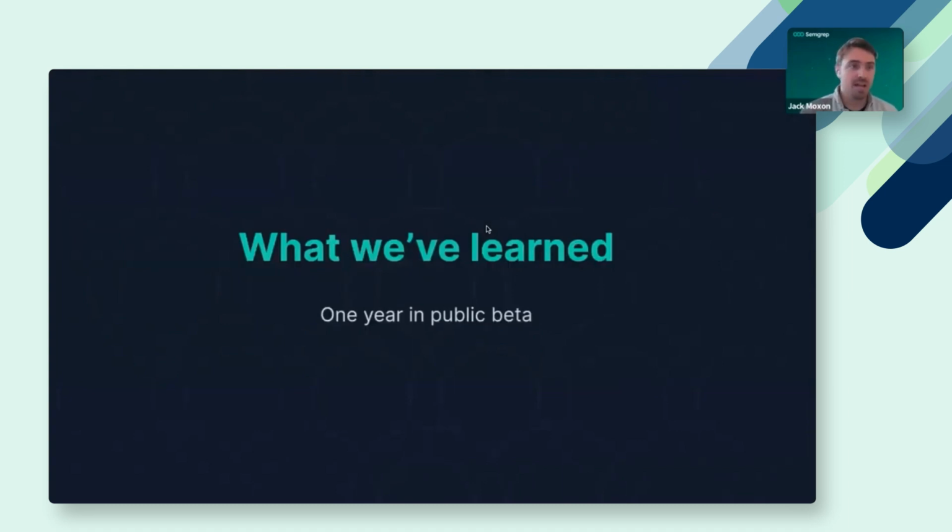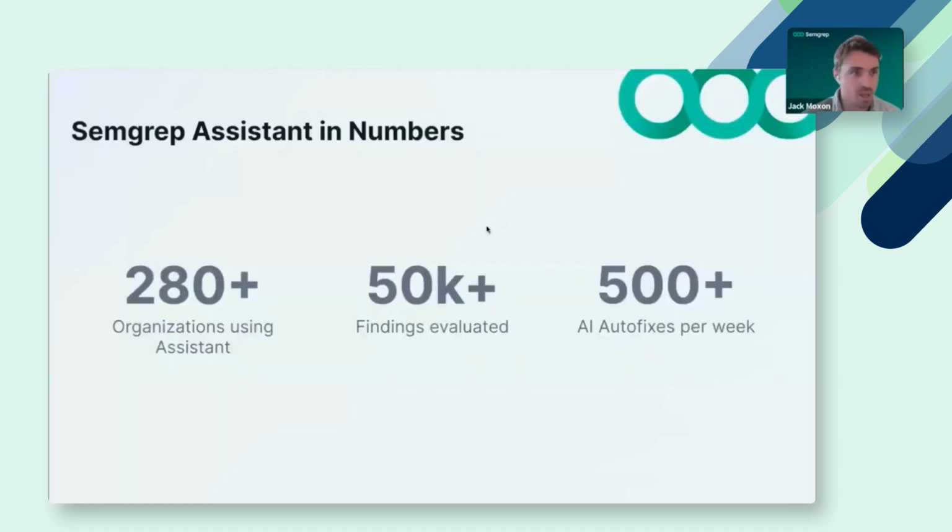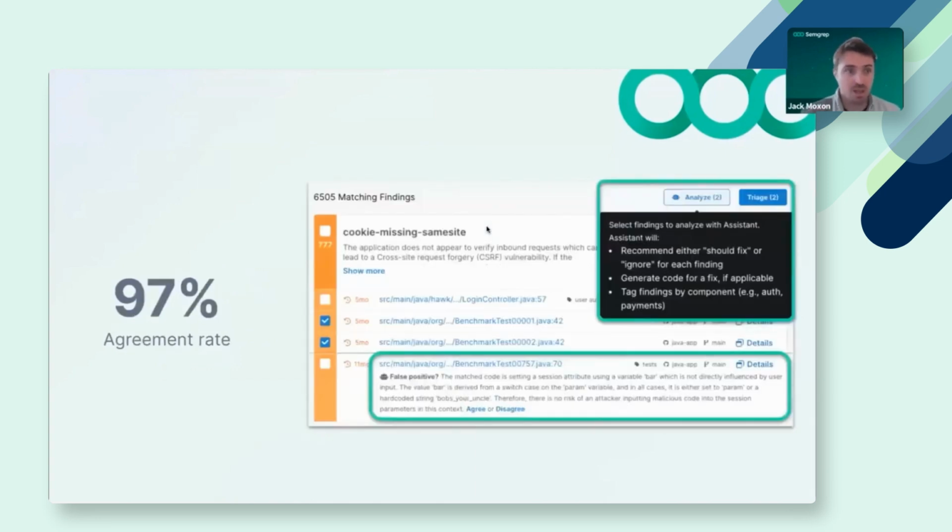Let's talk about what we've learned after a year in public beta and share some metrics and some customer stories. So quick numbers just to give you a sense of how many folks are using this right now. We have over 280 unique customers that are leveraging Semgrep Assistant right now. We're evaluating tens of thousands of findings, and every single week we're shipping about 500 or so AI auto fixes, and we'll talk about what that means in a second.